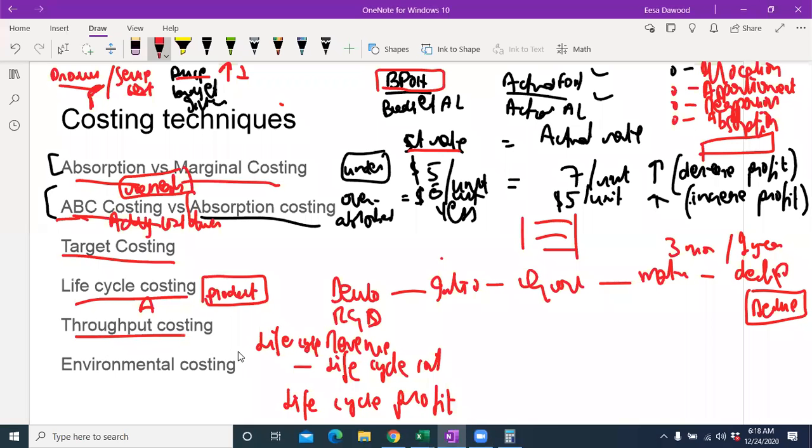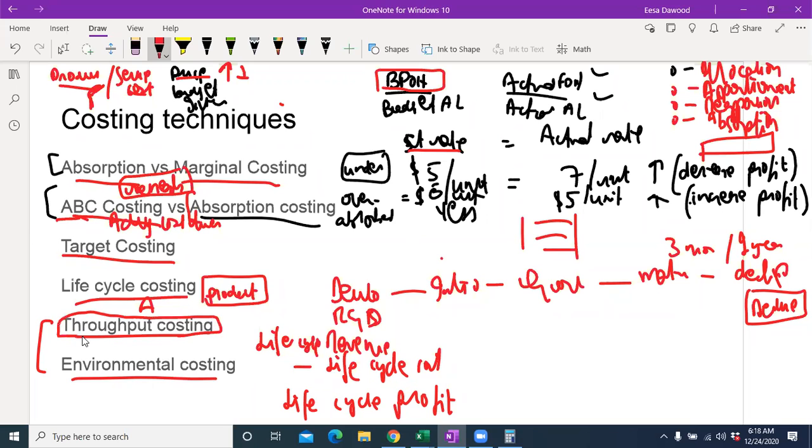So in throughput, there's another new topic that you haven't done before. You're going to do it in the PM exam. There's also environmental costing that you haven't done. Companies are now environmentally aware. There are now penalties for not recording or accounting for the environmental cost, like carbon emissions and carbon footprint and all that. So now there are regulations. So now we're going to read the environmental costing as well.